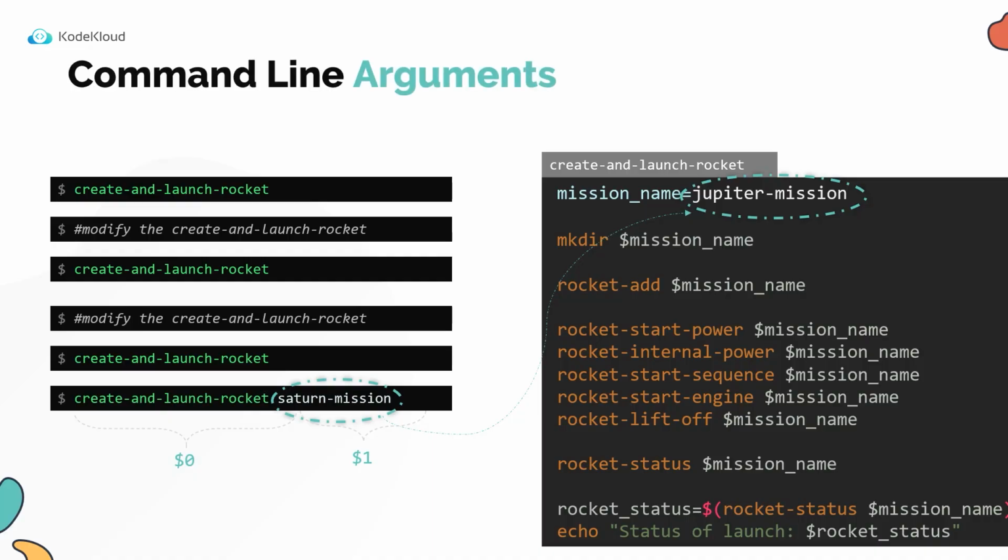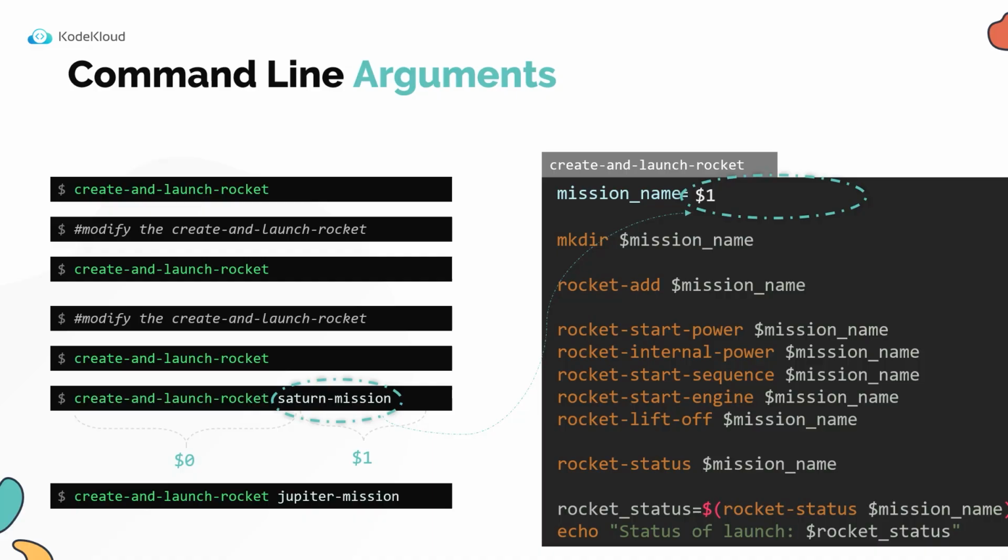So in our case, we can replace the hard-coded mission name within our script with the built-in variable $1. So going forward, for all missions, we can simply call the script and pass in the name of the mission as a command line argument and never ever have to modify the base script ever again. So here we are assigning one variable the value from another variable. The variable mission_name gets the value from the variable $1.